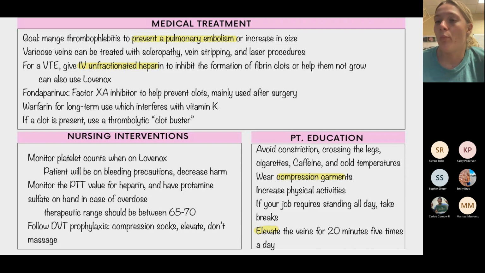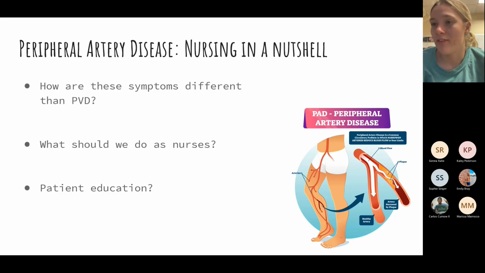And what can they do to help with the pain? Well, have them elevate their legs. If all that blood is pooling in their extremities, have them elevate it so the blood goes back down and takes some pressure off of them.